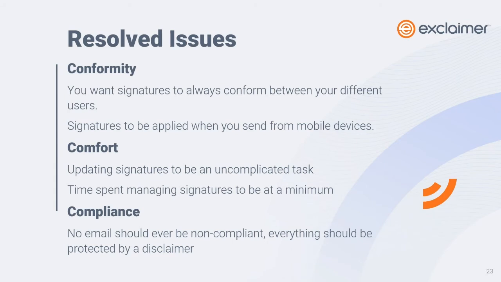When we're discussing conformity, we know that doing things at the client level doesn't necessarily guarantee conformity. And when we've got to get end users involved, we can't necessarily realize that conformity when there might be errors. That's not the case with Exclaimer Cloud. We can guarantee that conformity. But we're also making sure that updating signatures is an uncomplicated process, and that time spent can be maintained at a minimum. But ultimately, we're making sure in that conformity that no email is ever non-compliant. Always protected.